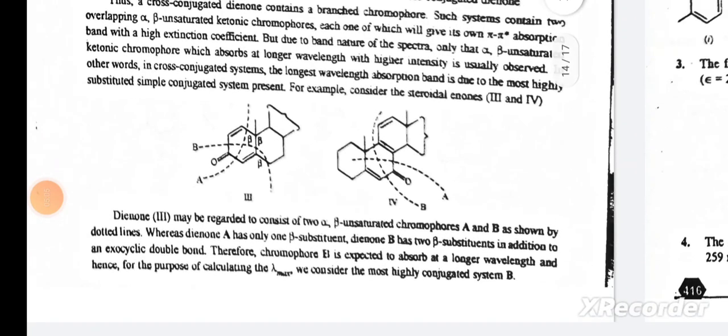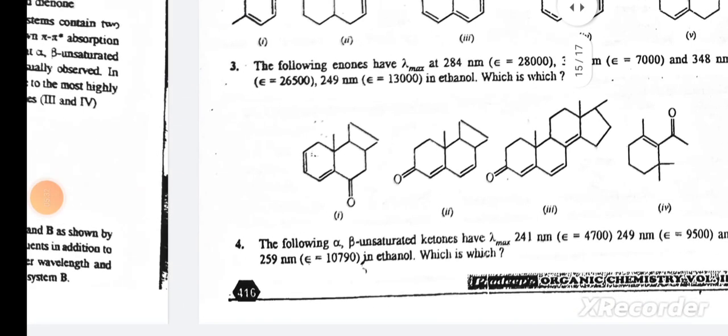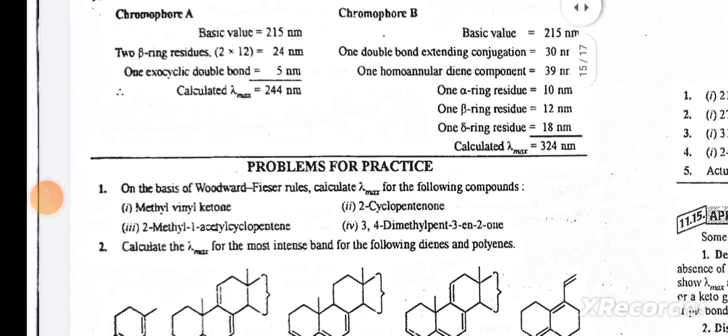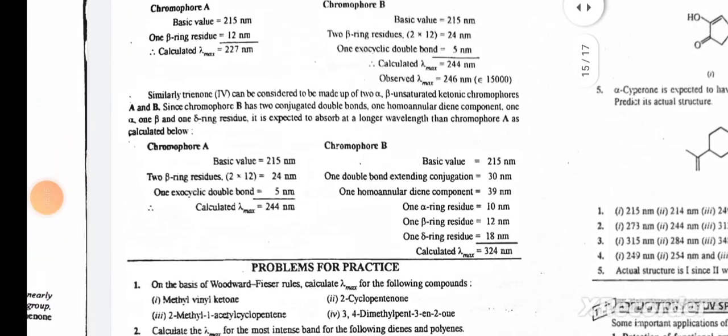The dienone may be regarded to consist of two alpha beta unsaturated chromophores A and B as shown by dotted lines. Whereas chromophore A has only one beta substituent, chromophore B has two beta substituents in addition to an exocyclic double bond. Therefore, chromophore B is expected to absorb at a longer wavelength, and hence for the purpose of calculating lambda max we consider the most highly conjugated system B. Here are some problems for practice.